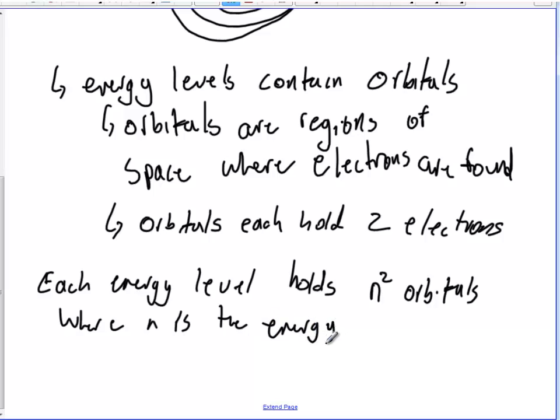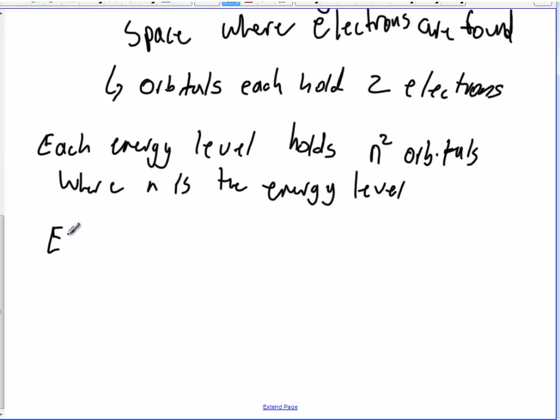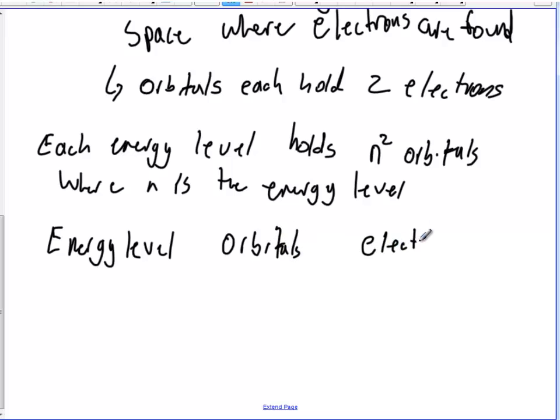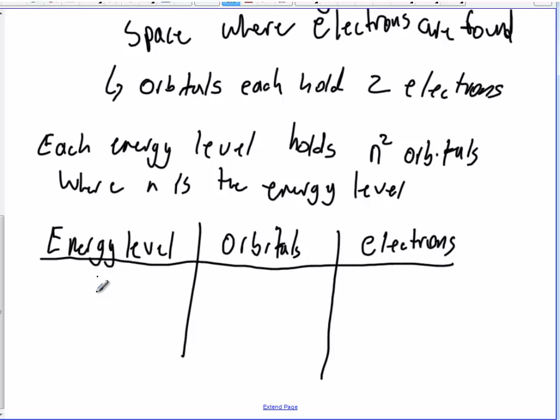What I mean by that is, say we're talking energy level 1. I'm going to go ahead and draw a chart. I'm going to have energy level, orbitals, and electrons. Energy level 1 has 1 orbital because it's 1 squared equals 1. And since every orbital holds 2 electrons, 2 times 1 equals 2.